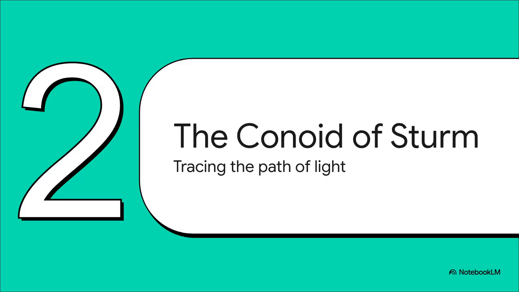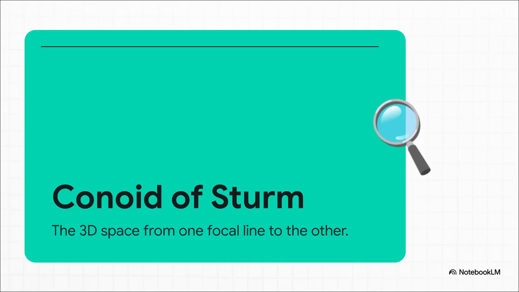Section 2. The conoid of Sturm. We'll be tracing the actual path of light. And this brings us perfectly to the anatomical phenomenon created by these floating focal lines. This is absolutely mandatory board vocabulary, the conoid of Sturm. Named after a 17th century mathematician, Johann Christoph Sturm, it's defined simply as the three-dimensional space from one focal line to the other. I really want you to visualize this.